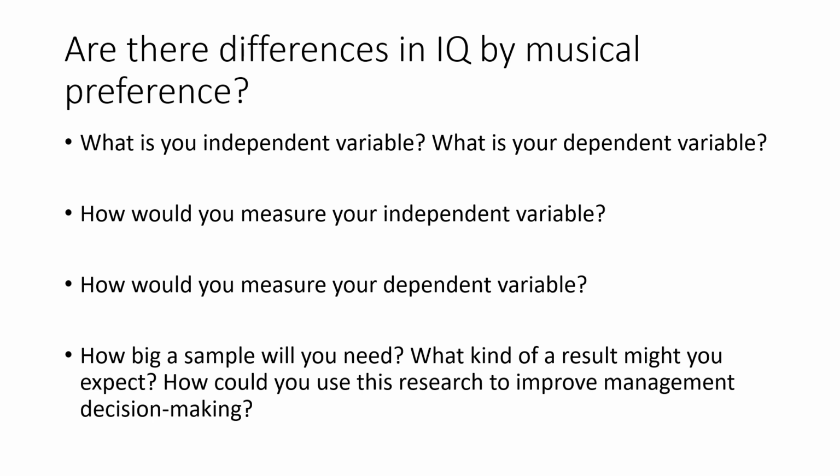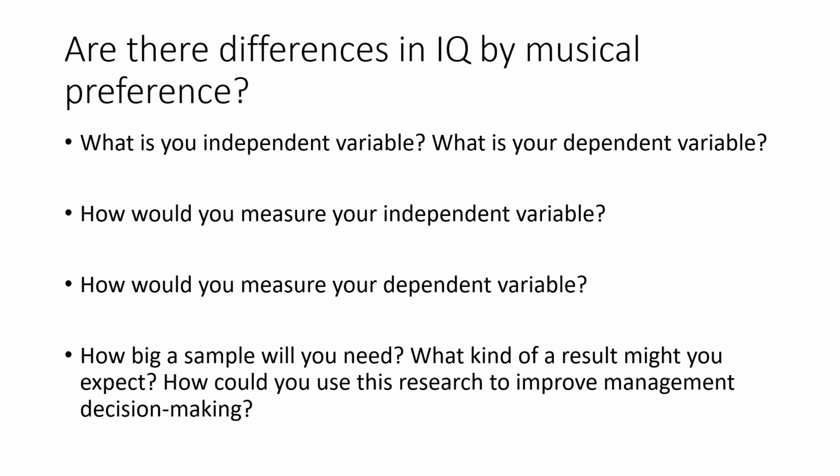How big a sample do you need? Again, a couple hundred would be great. A couple thousand would be ideal. What kind of result might you expect? Well, similar to the last slide, you might expect that individuals who have a preference for classical music might demonstrate a higher IQ than those who like metal music or any other type. But again, this is an empirical question. Nobody knows the result of this unless someone's done this exact study before.